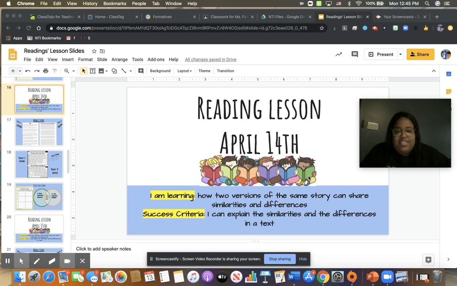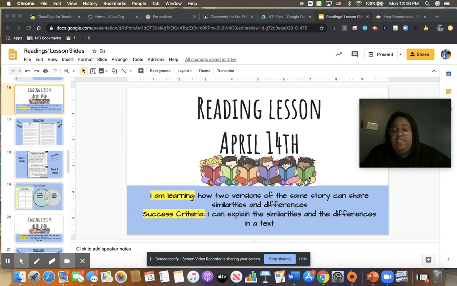Now, our success criteria is I am successful when I can explain the similarities and the differences in a text. Retrieve that, think about it, and we're going to read it again, and you're going to read it with me. I am successful when I can explain the similarities and the differences in a text.